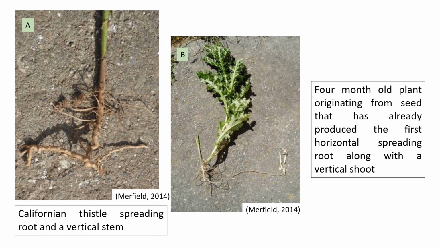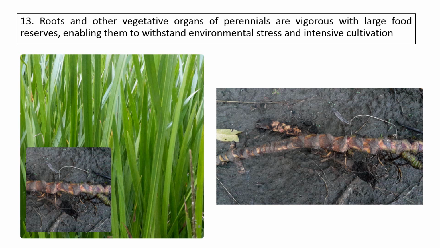Similarly, Mirfield in 2014 has illustrated the same in Californian thistle, showing a spreading root and a vertical stem in image A, and a 4-month-old plant originating from seed that has already produced the first horizontal spreading root along with a vertical shoot in image B.